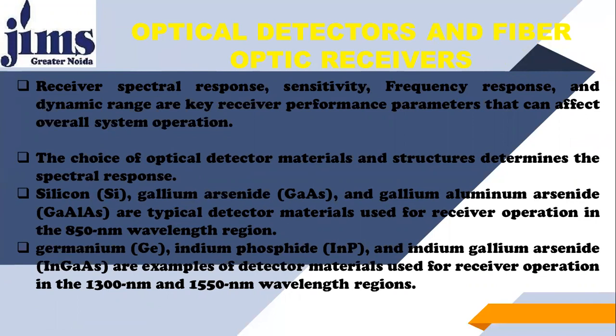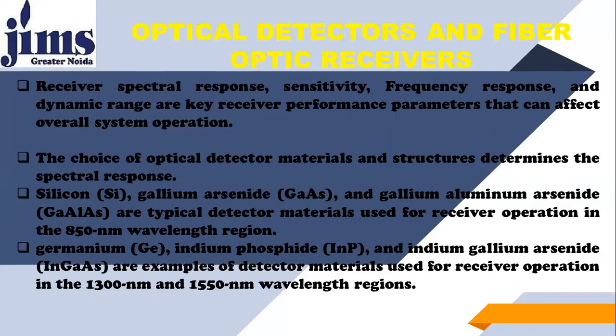And then sensitivity. Sensitivity is the amount of power that a receiver needs to give a result at its output in the form of current. If the sensitivity of the receiver is high, it can sense a very weak signal in the form of light and give its output. So this is the sensitivity. And then frequency response. And dynamic range means the minimum to maximum optical power that the particular receiver can handle or give a result for. So these are the key receiver performance parameters that can affect the overall system operation.